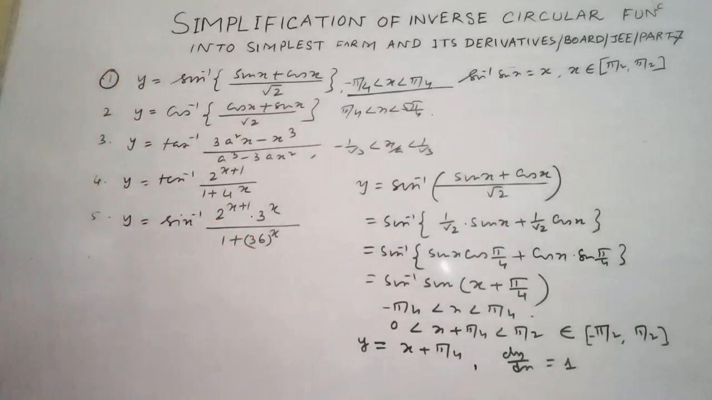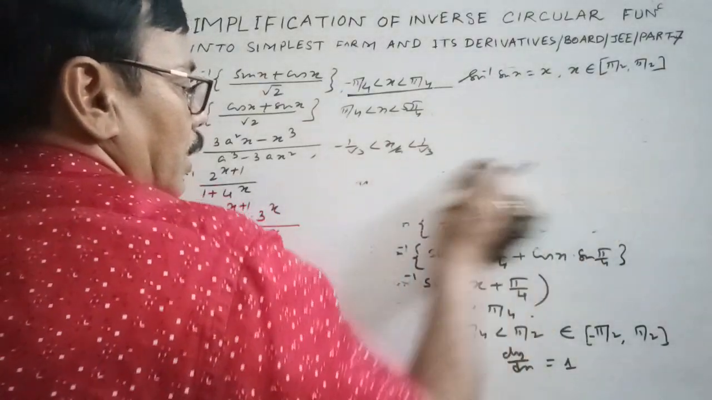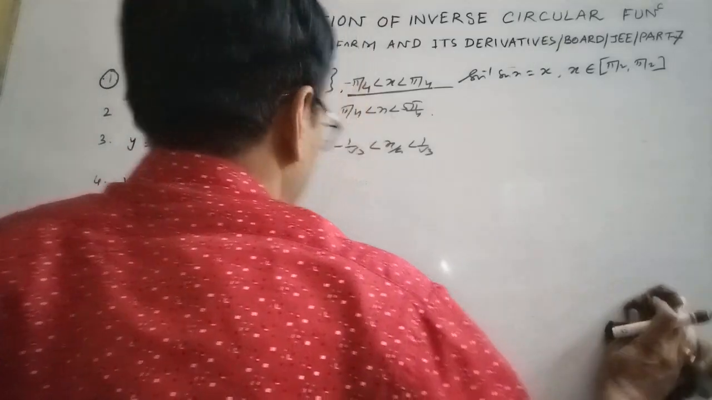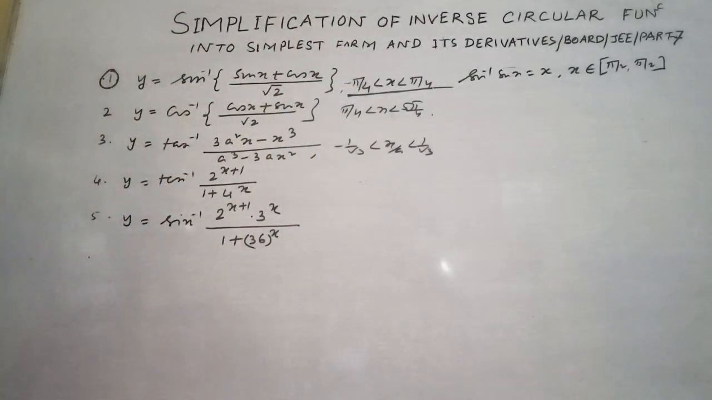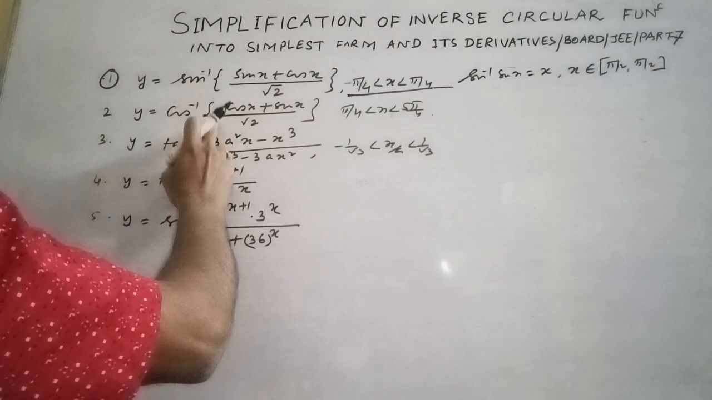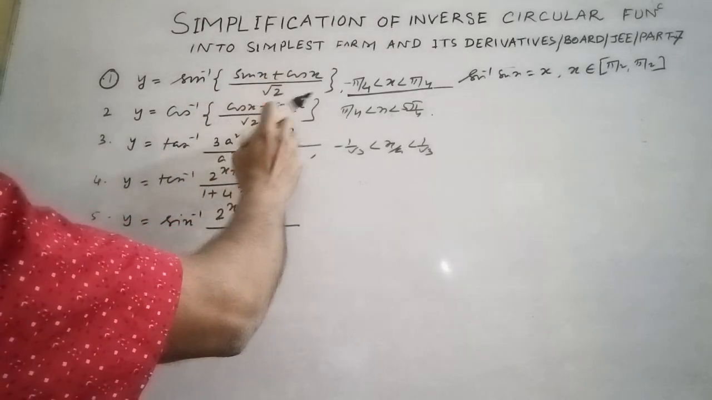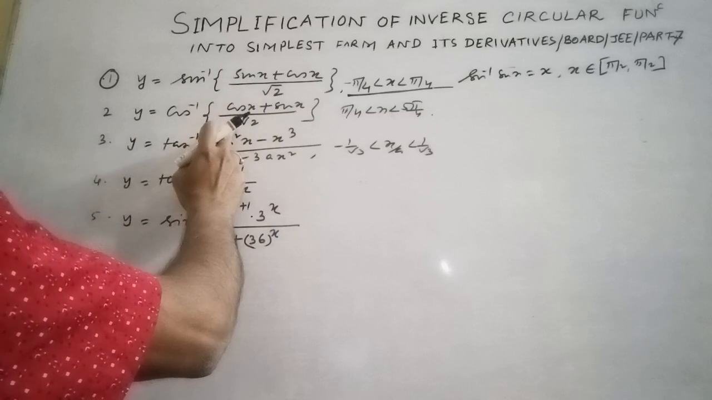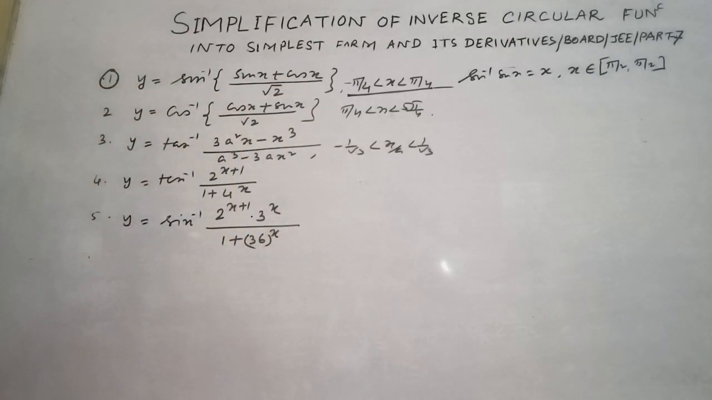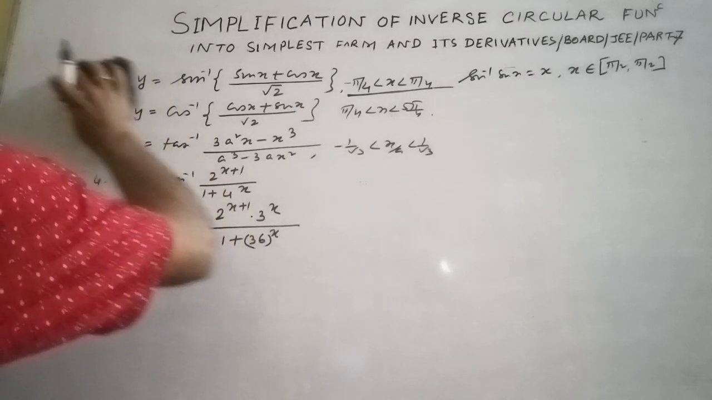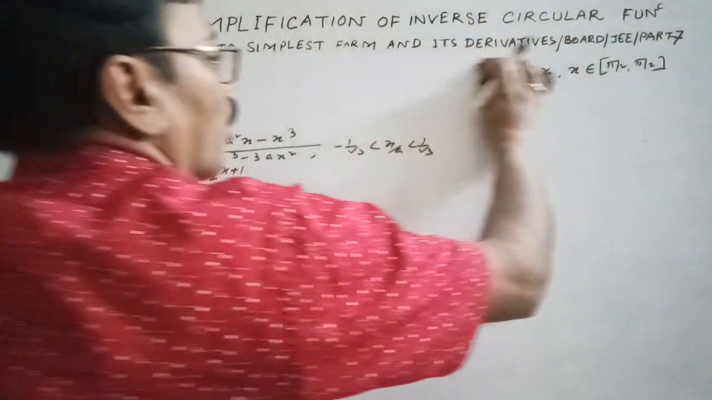Now second one is also exactly same. So your main aim is to express it in terms of cos. So 1 by root 2 cos x, 1 by root 2 sin x. So cos x cos pi by 4 plus sin x sin pi by 4. You try to complete it. So this is exactly same as that of earlier.